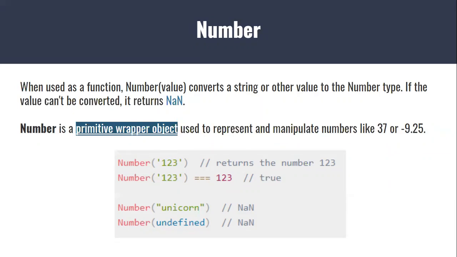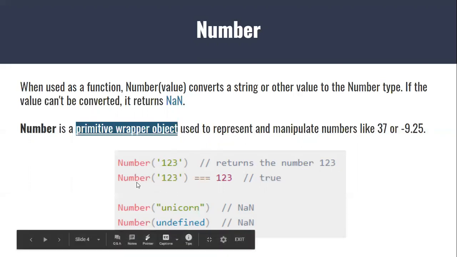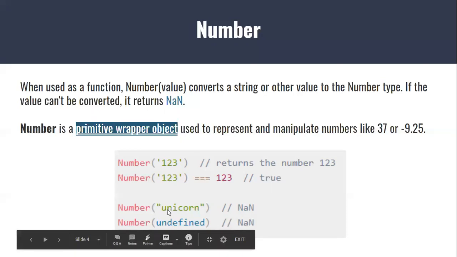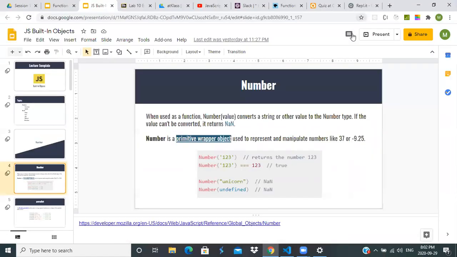Number is a primitive wrapper object used to represent and manipulate numbers like 37 or -925. So here's a case in point. Number, if we give it a string, it will return 123. If this expression gets evaluated down, it'll be 123 equals 123, which is true, which is good. However, Number of unicorn is NaN, not a number. Number of undefined is NaN. So it's a nice way of casting something quickly.